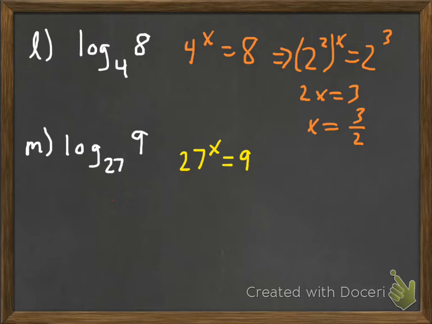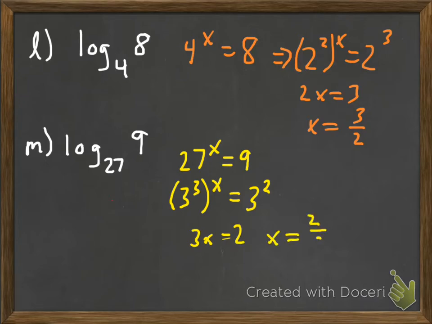Alright, so there's our exponential equation. We're asking what power of 27 gives you 9, so we can say that's 27 to the x power equals 9. 27 and 9 were each powers of 3. 27 is 3 cubed, so we can write that as 3 cubed to the x power. 9 is 3 squared. Alright, so we've got the same bases now on either side, so we can set the exponents equal to one another. So 3x equals 2 means x is equal to 2/3.